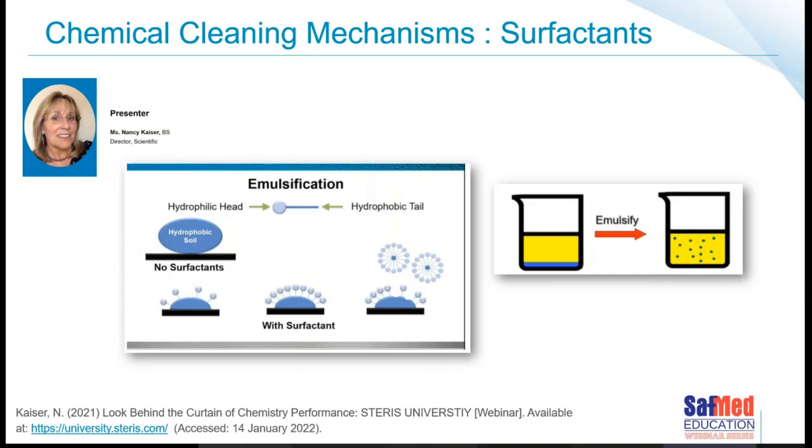If you look at the image of the two beakers, in the beaker on the left you can see a layer of blue soil at the bottom. That's before you add an emulsifier. Once you add the surfactant, the soil is no longer sitting on the bottom of the beaker. It breaks up into little pieces and floats in the water. That means the soil is now more readily available for the enzymes to break down. So that's emulsification.